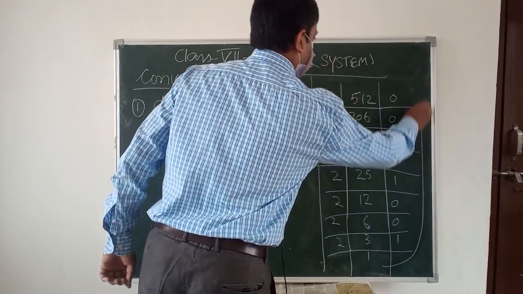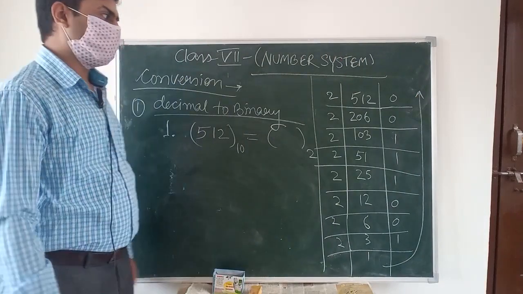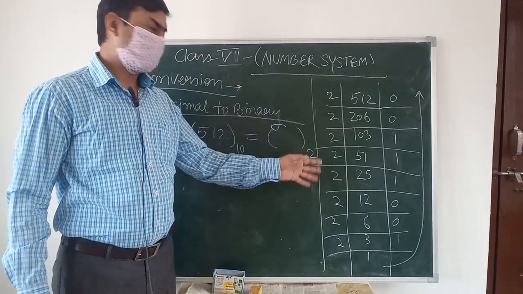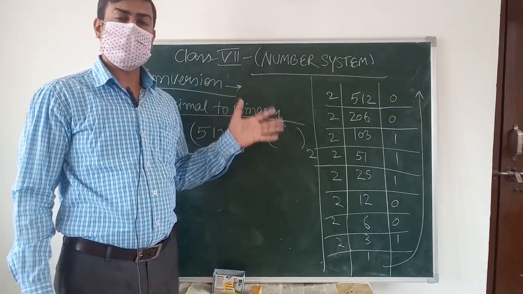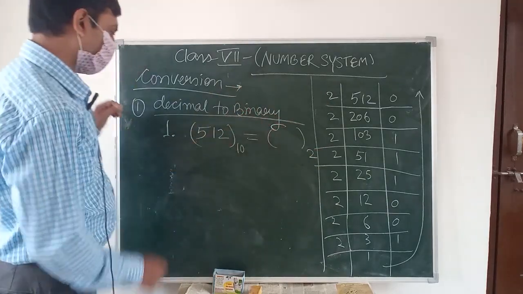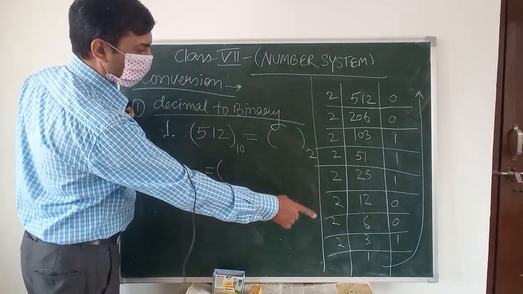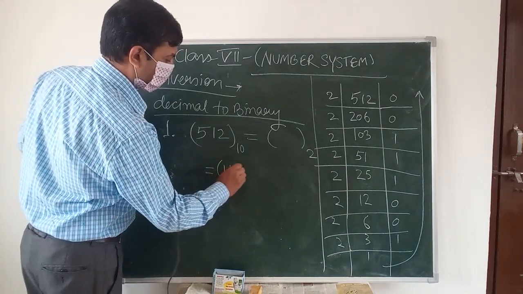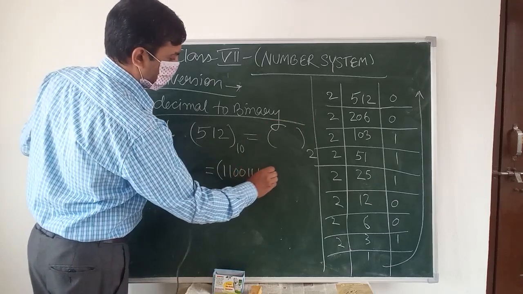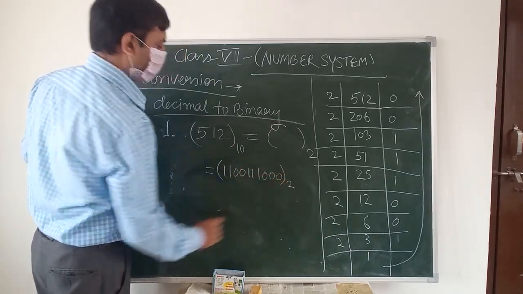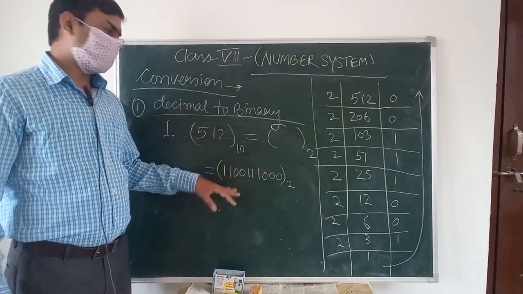You can read it from down to top. This you have to remember. After dividing it by 2 only, you will read it from down to top. So the binary number system associated with this number is, you will read it from down, 1 1 0 0, 1 1 1, 0 0 0. So the binary number system of this 512 is this.